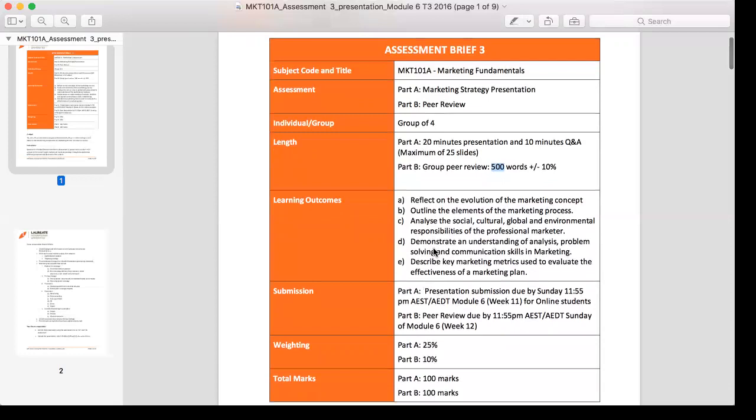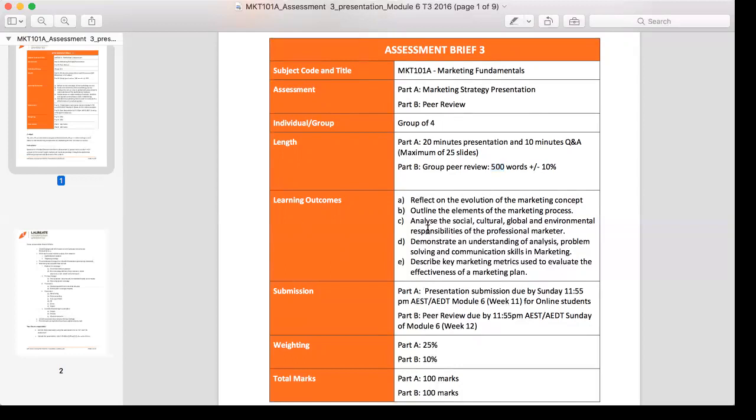So assessment 3 is the continuation of assessment 2. In assessment 2, we are writing reports on environmental analysis. Now, after we write the environmental analysis, if you think about a marketing plan, the next thing that you do is to write the strategy. Therefore, you are going to write that strategy here.